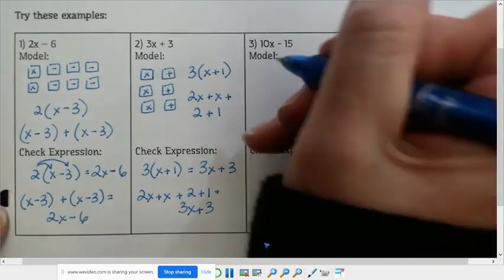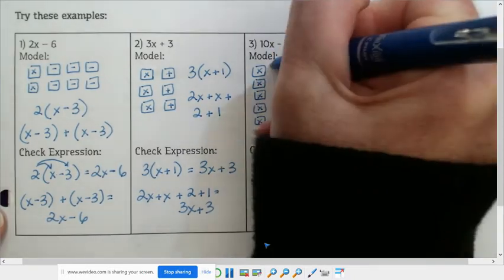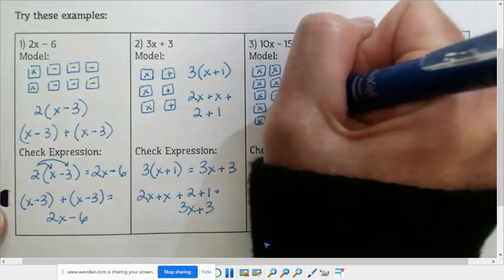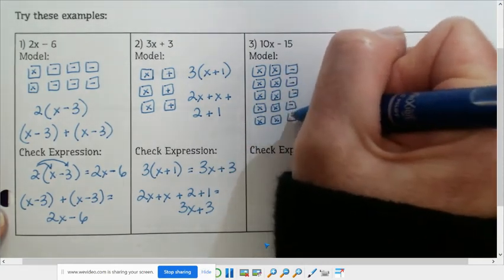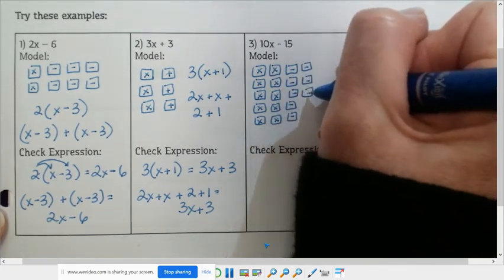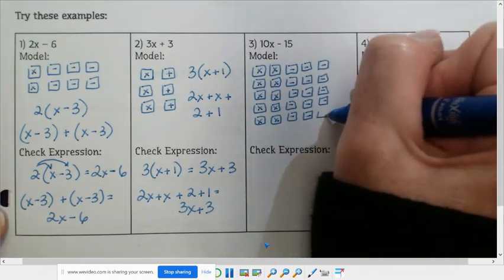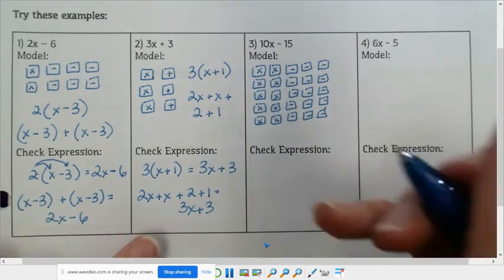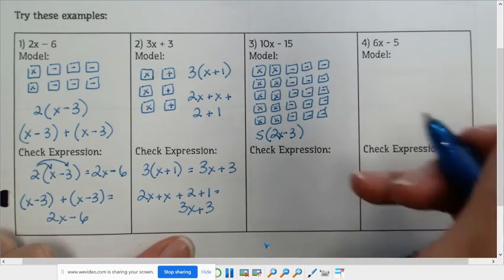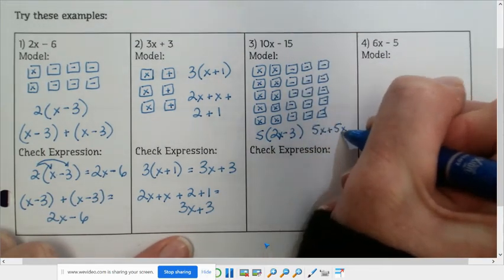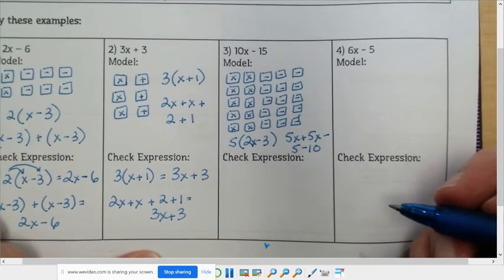All right, so 10x minus 15, I would draw 10 x's and then 15 minuses. I've already drawn them in equal groups, so I could say I have 5 groups here of 2x minus 3 in each group. I could say I have something like 5x plus 5x minus 5 minus 10. That would work as well. And as long as you checked your expression down below, that's fine.